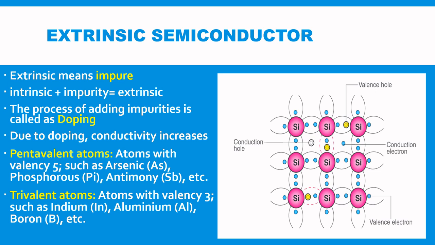Pentavalent atoms, meaning atoms with valency 5, such as arsenic, phosphorus, antimony, etc. Or trivalent atoms, meaning atoms with valency 3, such as indium, aluminium, boron, etc. So this is about extrinsic semiconductors. Now let's compare intrinsic and extrinsic semiconductors.